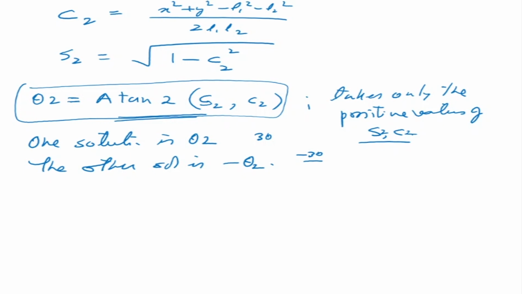Now what we need to do is find the solution theta 1. We can find the solution in different ways. We can use algebraic methods, or we can use geometric methods in solving this. Let us use geometric methods and try to solve for theta 1. So we are going to use the law of cosines and derive the solution.